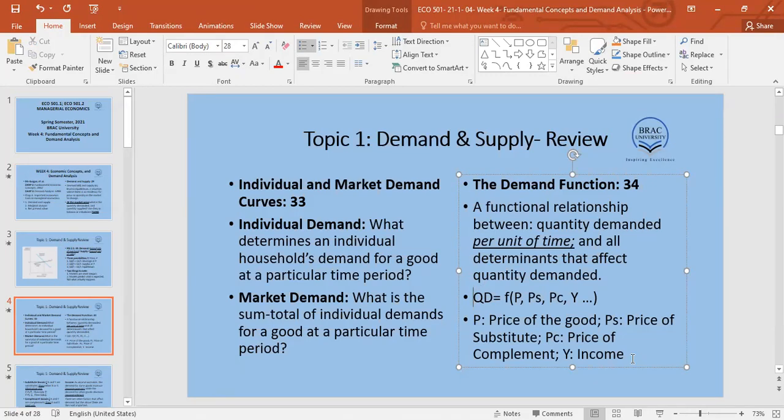What do you understand by this? Quantity demanded depends on price. When we say that quantity demanded at a particular time, per unit of time, is a function of, say, price, this is what the mathematicians will say. This is interpreted as quantity demanded depends on price. So when we make this type of a statement, basically we are saying that price is the independent variable, quantity demanded is the dependent variable.